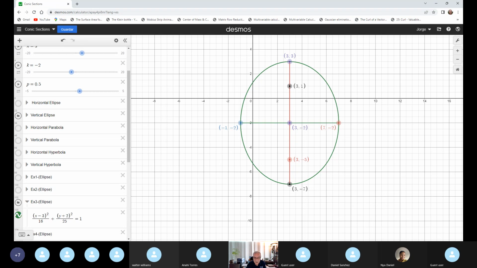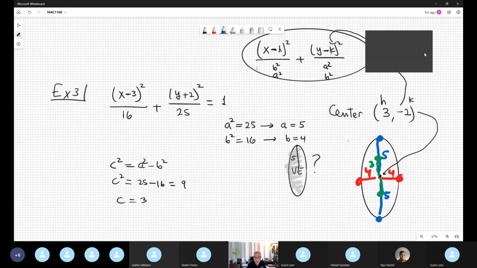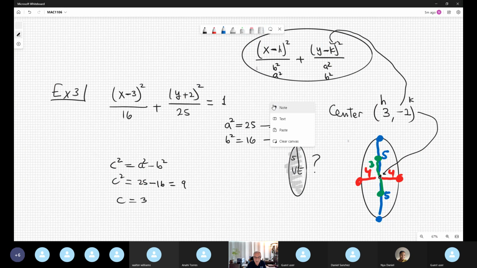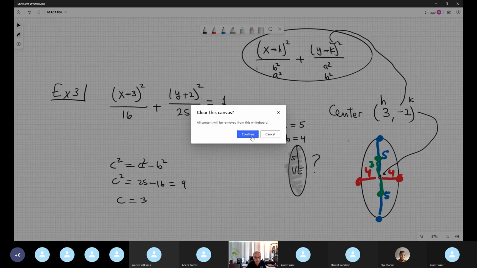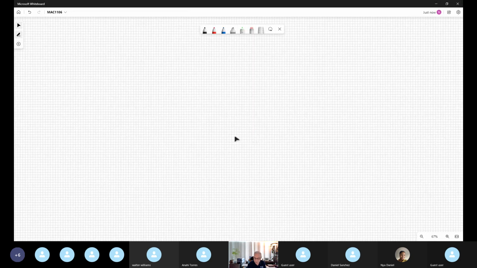Okay, let me again share the Microsoft whiteboard. Okay, I want to erase everything. And this is example 4. This example 4 is given with a totally crazy, non-standard equation. It's given in general form.